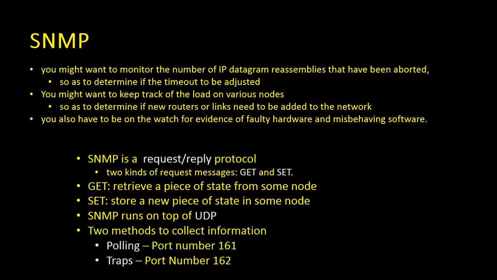Okay, it has two methods to collect information. One is polling, which runs over port number 161, and the other mechanism is traps, which runs over port number 162. We will see what polling and traps are about, how SNMP collects information. Alright, so let's see the working of it.